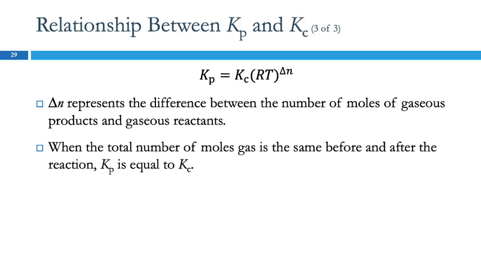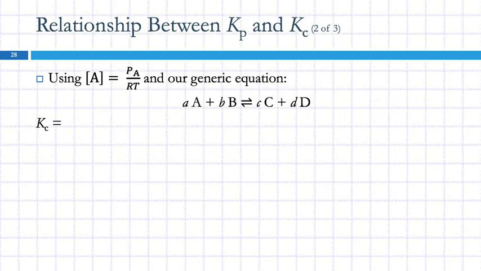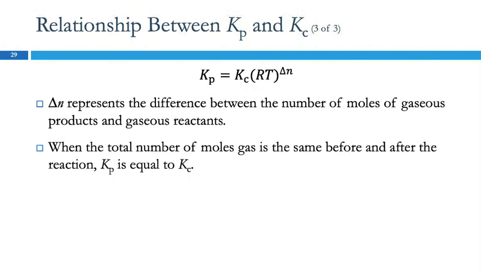So here is your reference sheet. We can look them up on here, but you need to learn how to use them. So that's what I'm doing with you guys. So delta N represents the difference between the number of moles of gas products and gas reactants. So in our generic equation here, we are assuming that all of these are gases, because it's only the gases that are going to have that RT in them.